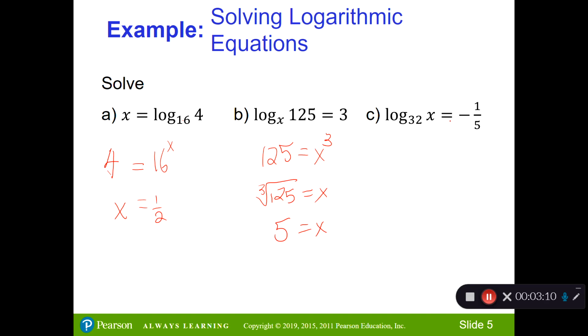Okay, base to the exponent equals what's inside the log. So what's inside the log is the base 32 to the exponent negative 1/5. Well, that's the same as saying 1 over 32 to the 1/5 power, because the negative exponent means put it in the denominator of a fraction. X equals 1 over, that's the 5th root of 32 when I have a 1/5 exponent. And the 5th root of 32 is 2.